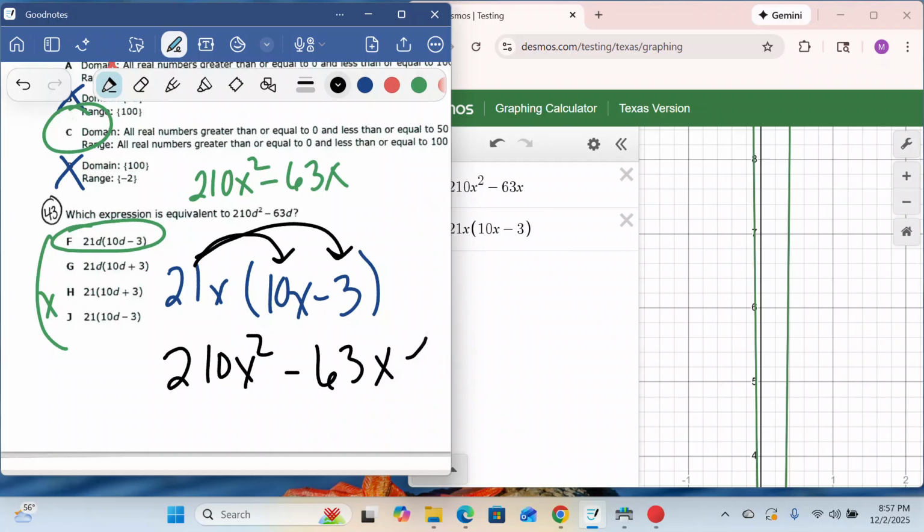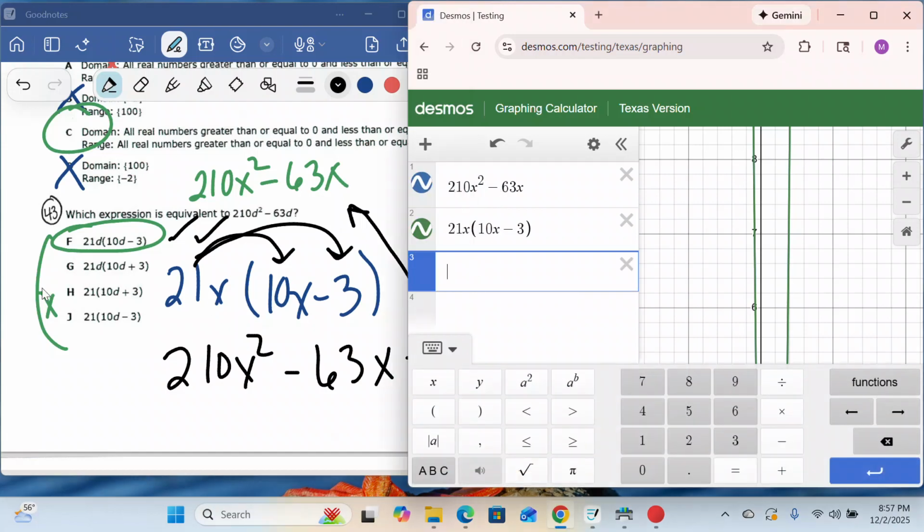Now I'm going to look at that. Does it give me the same as that? 210x squared minus 63x. And that is not only once or twice, I got it 3 times. Correctly done.